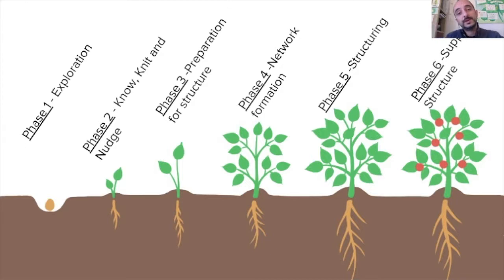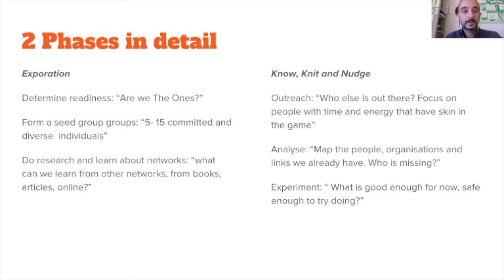And then the second phase is bringing other people in, what we call knowing, knitting, and nudging them to work together with us, or to understand what they are doing. Maybe we can support them. And this is a phase that lasts for a long time. So the first 2 phases: exploration, and knowing, knitting, and nudging.